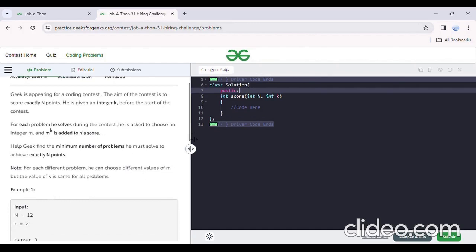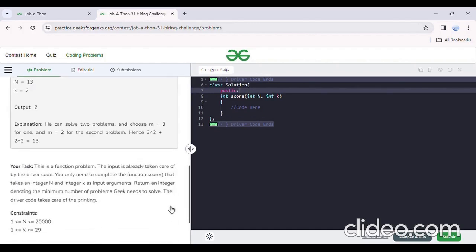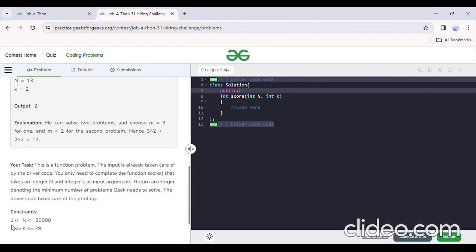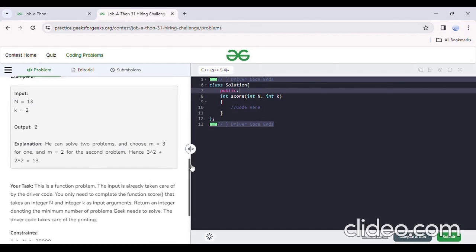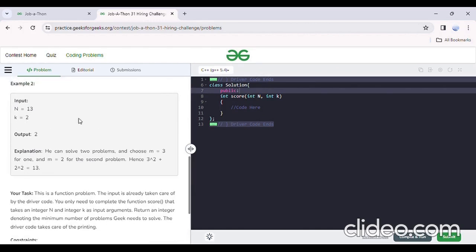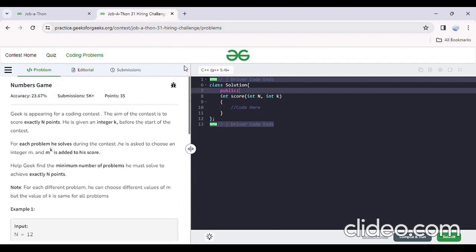Here n varies from 1 to 20,000 and k varies from 1 to 29. For n equal to 13 and k equal to 2, the answer is 3. He can solve the first problem with m equal to 3 and m equal to 2 for the second problem, and hence 3 square plus 2 square is equal to 13. So guys, I will explain you the logic and the dry run. You have to read the question until you understand the solution.